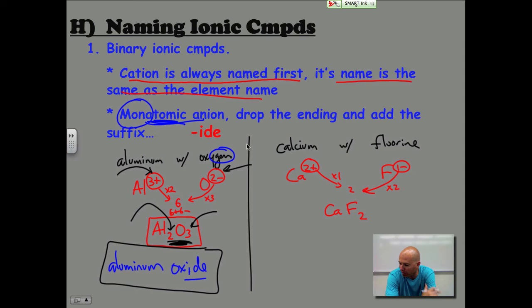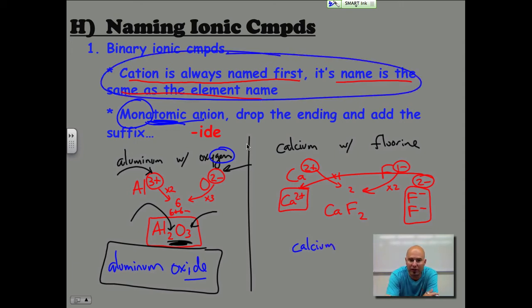When we're putting the ionic compounds together, the formula, we're balancing the charges. Again, you can think of it however you want to. I like thinking, 2+ charge. Here we have 2 fluorines, each at a 1-. That gives me a 2-, which will cancel out that 2+. So CaF2. Now to name it, calcium. Why? Because the cation is named first, and it's the same as the element name. And then fluor, and instead of fluorine, we're going to drop the ending and add IDE. So there's calcium fluoride.